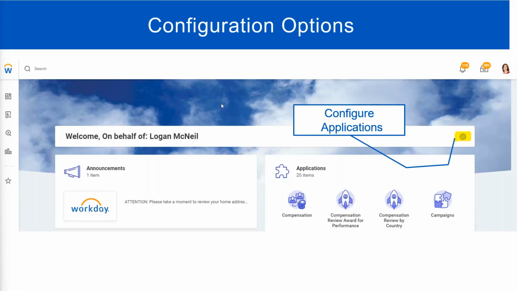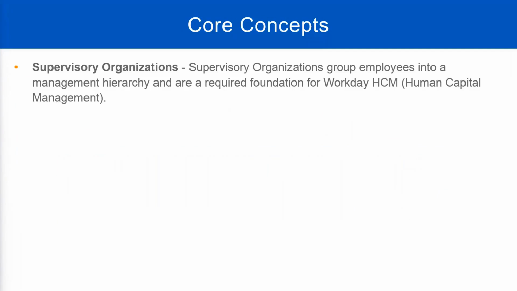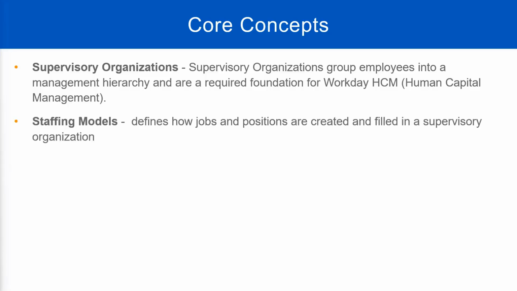This was the basics of navigation, and then we also talked a little bit about the 6 core concepts that we have in Workday HCM. We started with supervisory organizations, which is where we group the employees into a management hierarchy, a who reports to whom kind of structure. And this is a required foundation for Workday HCM, this is the core. This is the base on which Workday HCM is built. Supervisory organizations, we will talk about that in detail in tomorrow's session.